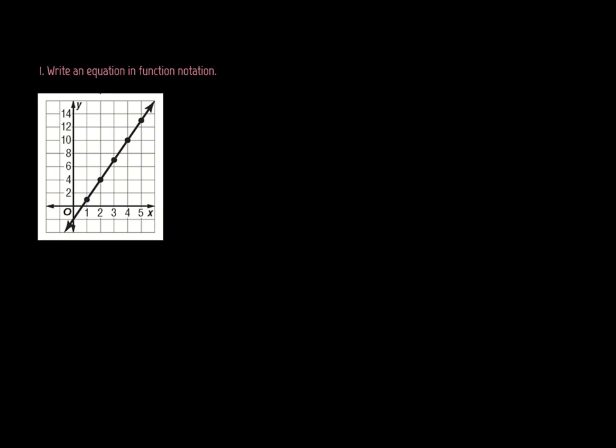When they ask you to write an equation in function notation, you're just going to write it in slope-intercept form, y equals mx plus b, but instead of the y, you're going to change the y to function notation, which is f of x. It's the function of x. But you write it the same way, mx plus b.